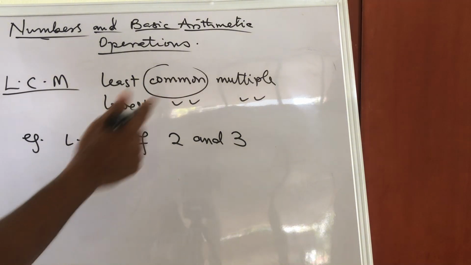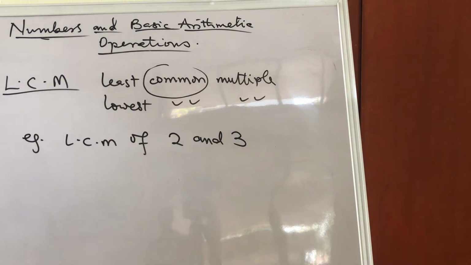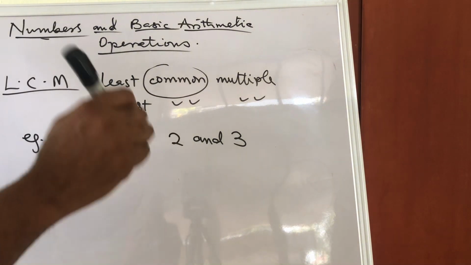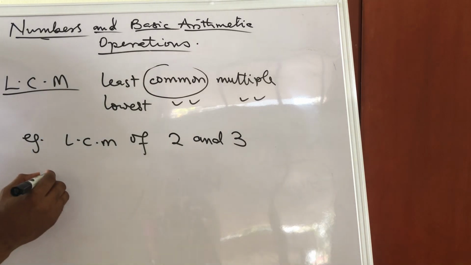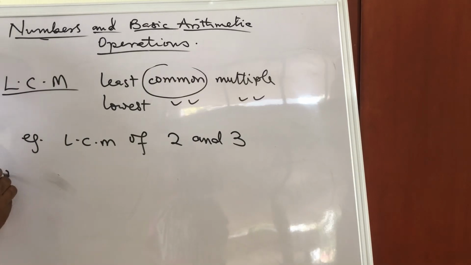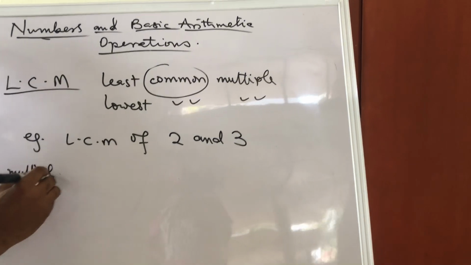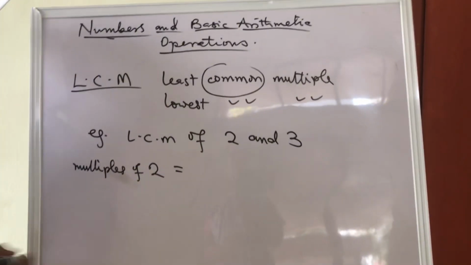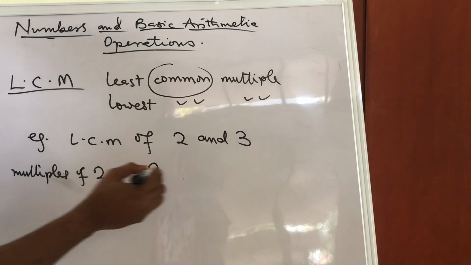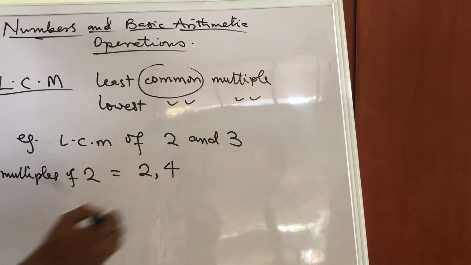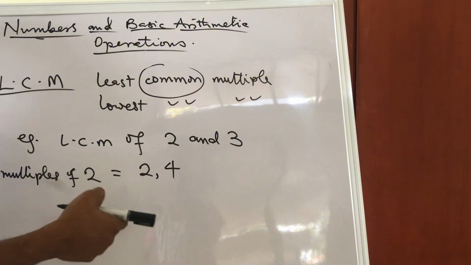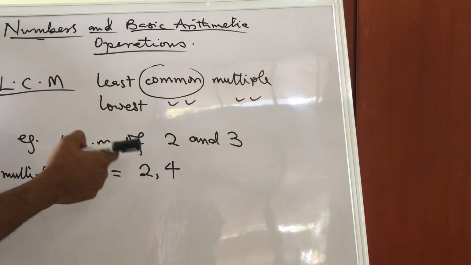So first of all, let's start with multiple. What is a multiple? Multiple simply refers to numbers that, if I say what is the multiple of 2, I mean numbers that 2 can divide exactly without remainder. So multiples of 2 include 2 itself, because 2 is the lowest number 2 can divide, since it's dividing itself.